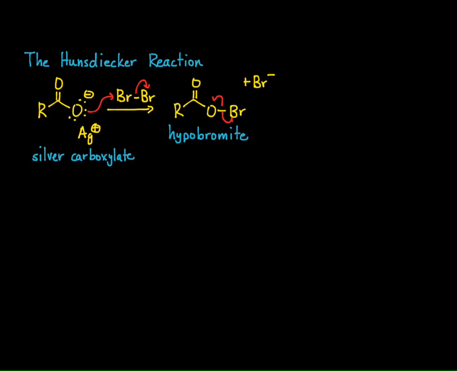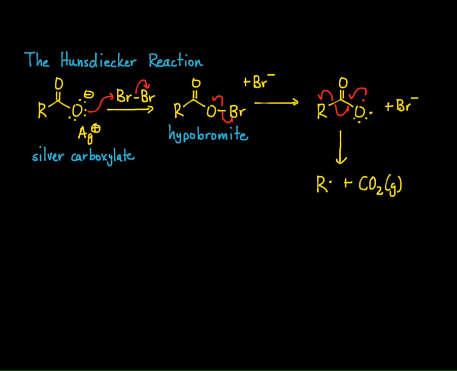Now that hypobromite dissociates. The oxygen-bromine bond is very weak, so with any light whatsoever, it's going to dissociate. And notice what it produces: something very similar to what we saw in the electrolysis of carboxylic acids. So what happens next? Well, you know what happens next. We generate our alkyl radical, plus carbon dioxide, plus bromide. The next step is that the alkyl radical reacts with the hypobromite.